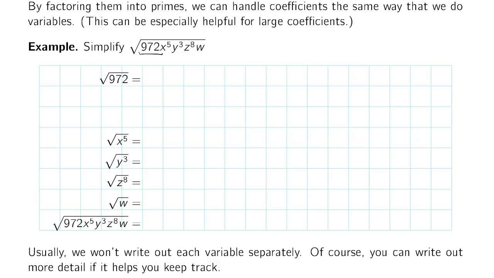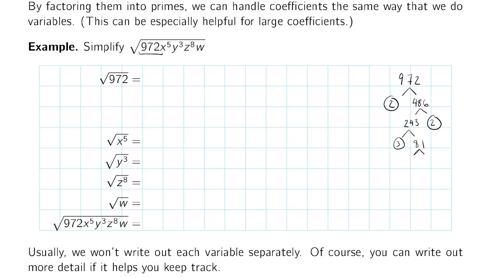So 972, well, 2 goes into that. How many times? We'll do division, 486 times, apparently. 486, well, 2 goes into that again. How many times? 243 times, apparently. Okay, well, 2 doesn't go into that anymore. Let's see if 3 does. Oh, yeah, 3 goes into that. How many times? 81 times.